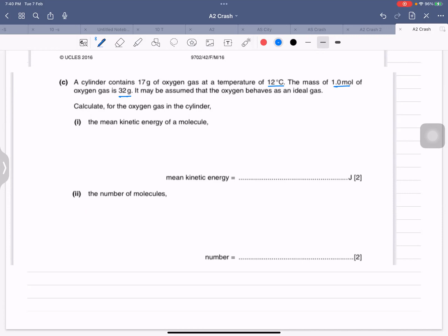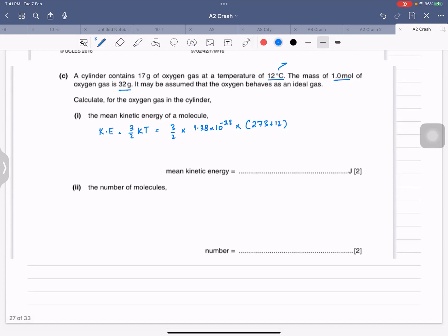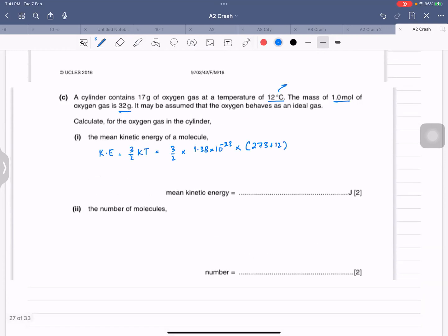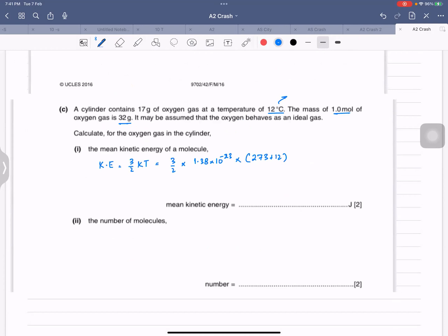Now, the issue is that we want to find the mean kinetic energy. Kinetic energy is given by 3 by 2 kT for just one molecule, right? So we already have the temperature and the Boltzmann constant. Okay, so let's put it here. Boltzmann constant is 1.38 times 10 raised to minus 23. And the temperature, we got to change this. So 273 plus 12. Can you please do that? What that might be? Yes, please hurry up.